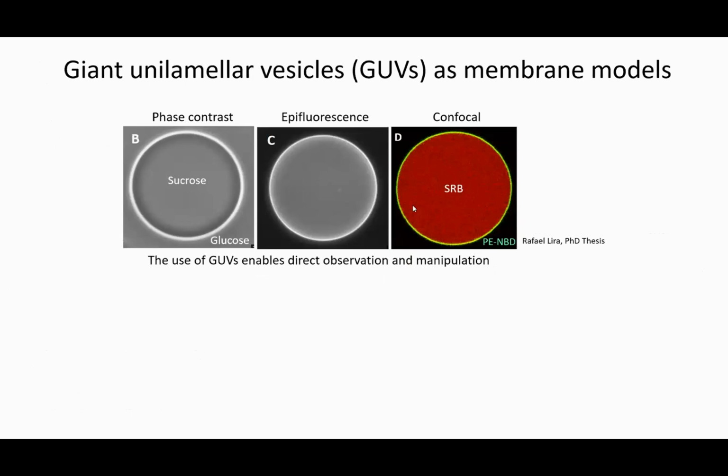So for that, we try to fill in this gap by using giant unilamellar vesicles. I'm very glad that I don't have to introduce you in detail about it, since Fernanda nicely introduced it. But basically, there are different ways of imaging GUVs.